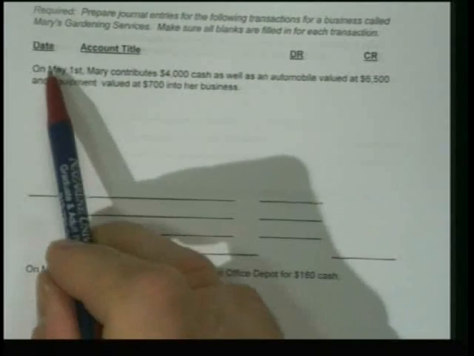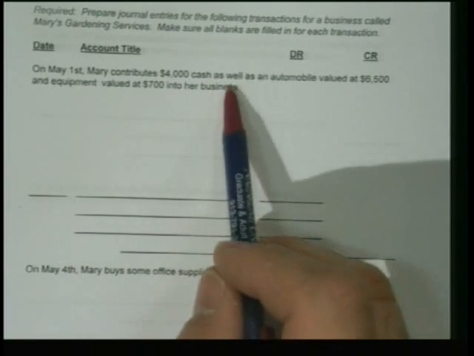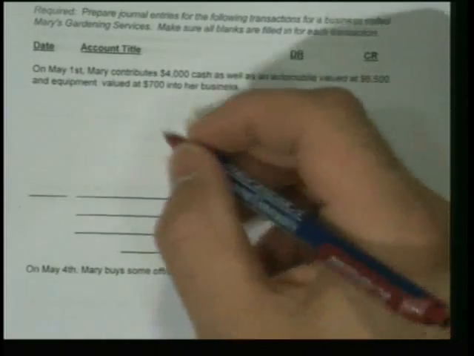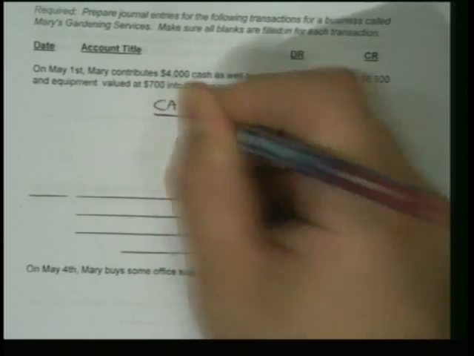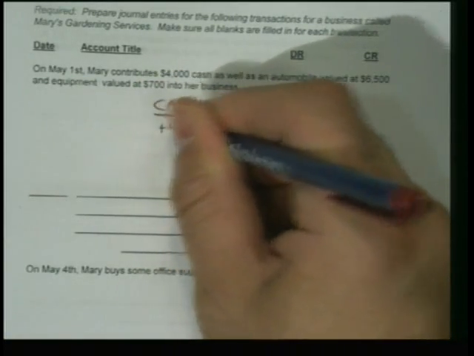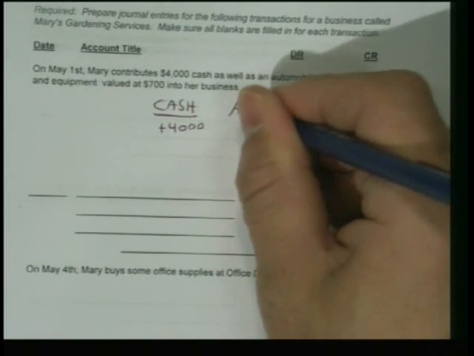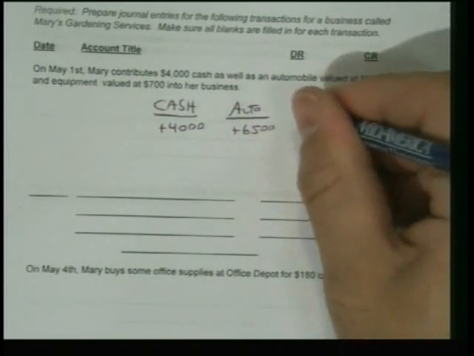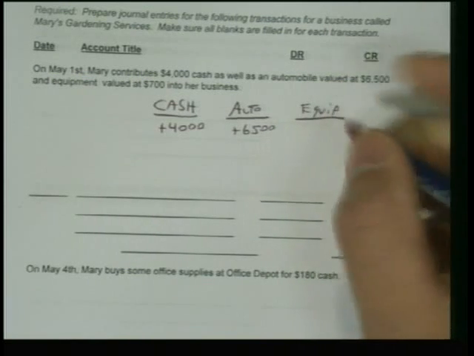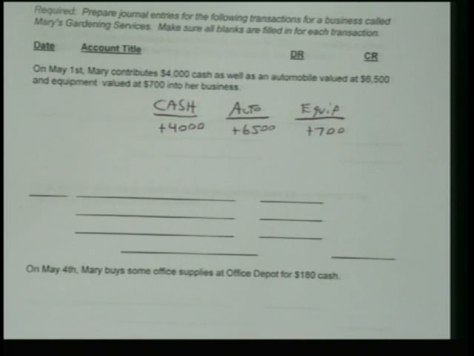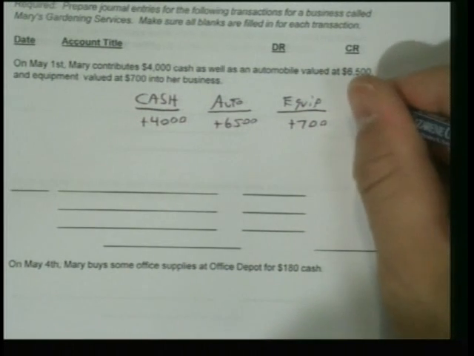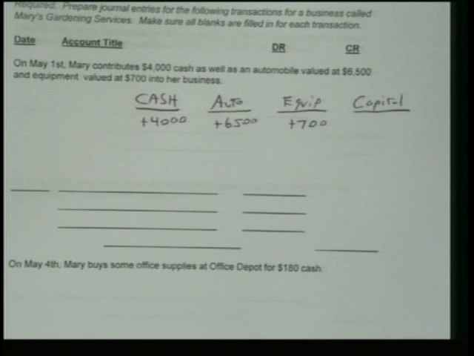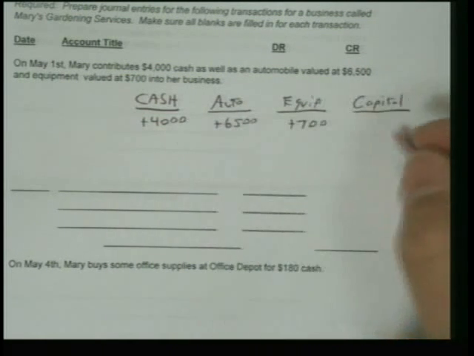Okay, on May 1st, Mary contributes $4,000 cash as well as an automobile valued at $6,500 and equipment valued at $700 into her business. If this were the chapter 1 way, what I would say is this. Cash goes up by $4,000. We're going to set up an account called automobile. That goes up by $6,500. And then we have another account called equipment that goes up by $700. And then what else is affected here, folks? Capital. Yeah. And we're going to just say capital, which is part of owner's equity. This is one of those situations that increases owner's equity or capital, right? So capital goes up by, what is that, 11.2?